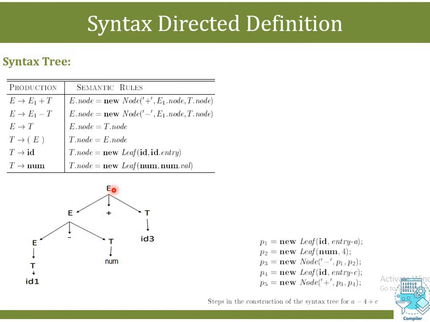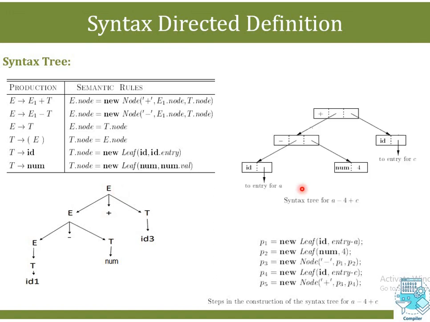It is E tends to, what rule have you applied here? E tends to E1 plus T. So for E tends to E1 plus T, you want to create a new interior node. That is what you're doing here. Once after reaching the root node, you can stop processing the tree. Let's see how the syntax tree looks like. This is how the syntax tree looks like.